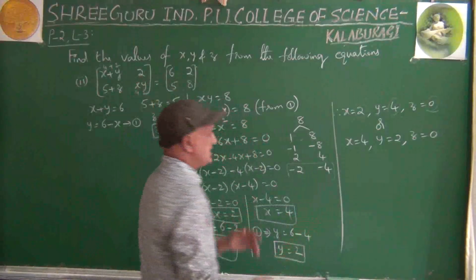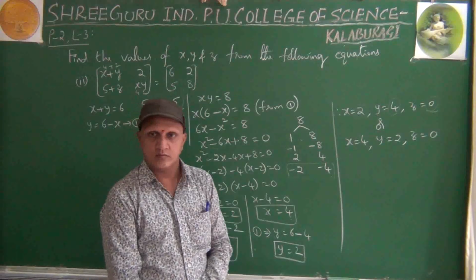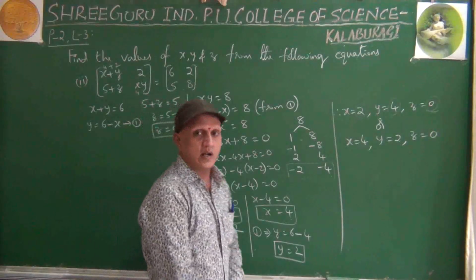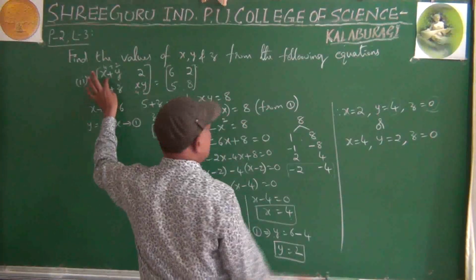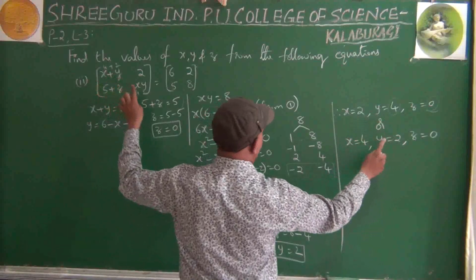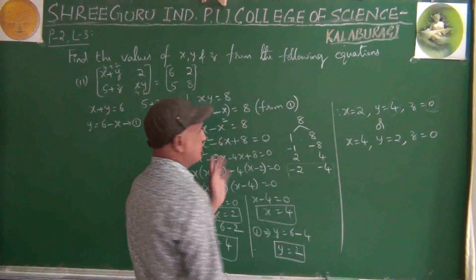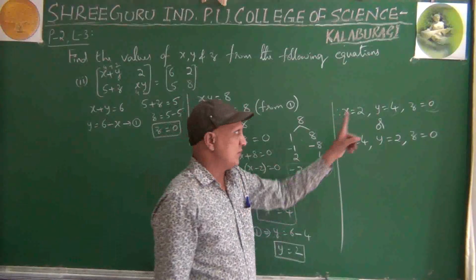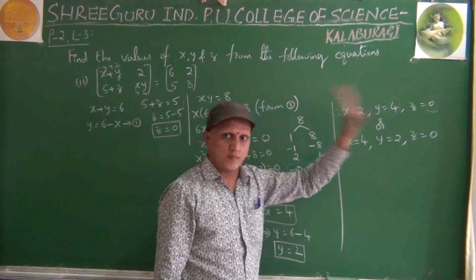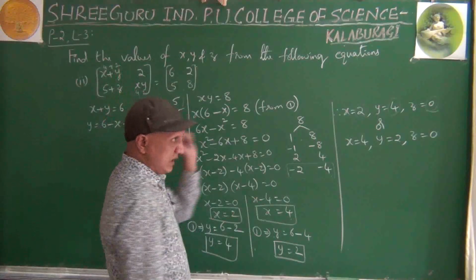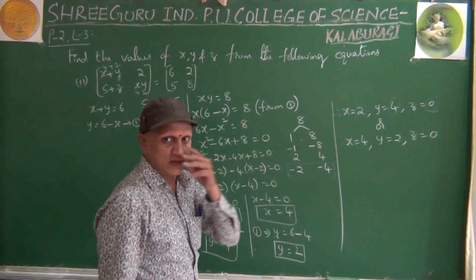Then check whether LHS equals RHS or not. You should not substitute x equal to 2 at one place and y equal to 2 at another place. When you put x equal to 2, y equal to 4 is compulsory in all the places. Remember this explanation for further coming questions.